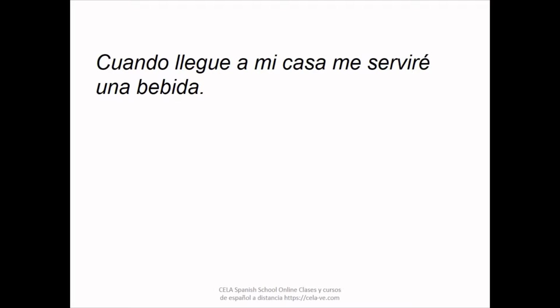We also use the subjunctive if we're talking about actions that we expect to do in the future. Cuando llegue a mi casa, me serviré una bebida. In general, the verb of the second sentence will be in the future of the indicative or in the imperative. Cuando llegues, sírvete una bebida, por favor.